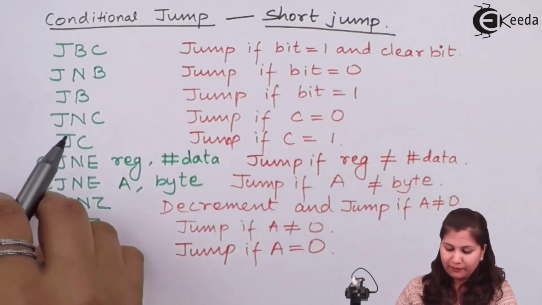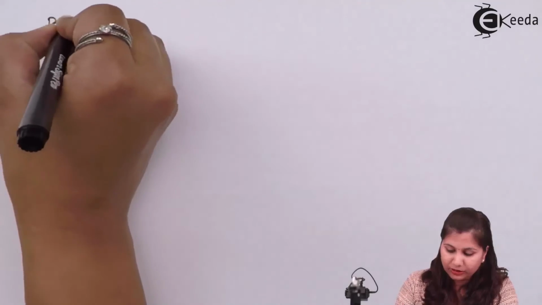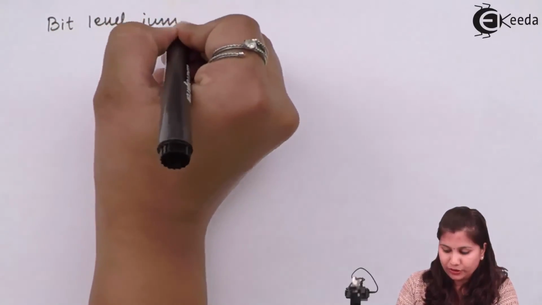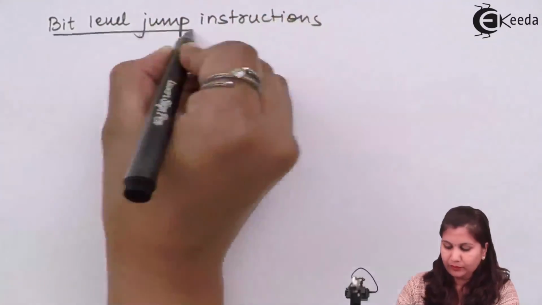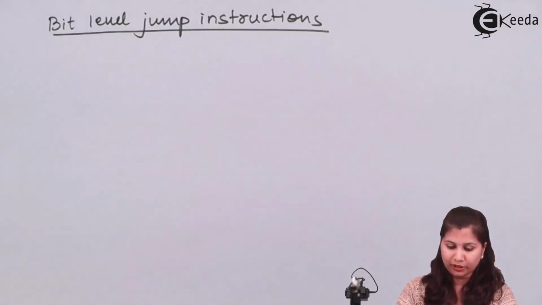Now all these jump instructions are at the bit level also and byte level also. So here we will now discuss the bit level jump instructions. Bit level jump instructions means those jump instructions in which bit level comparison is done. Means one bit is compared with another bit. Okay.